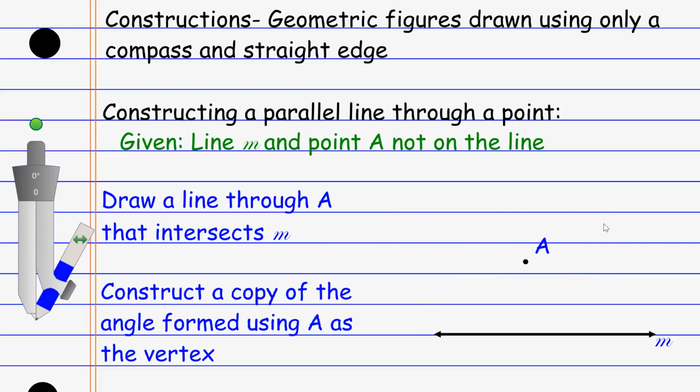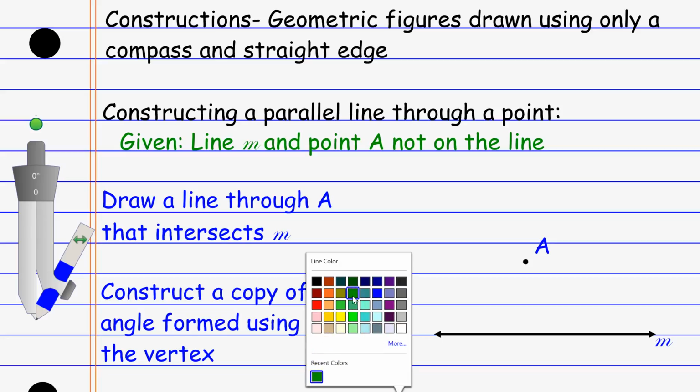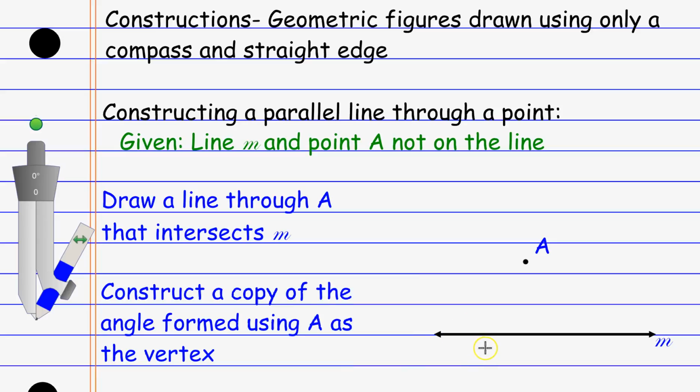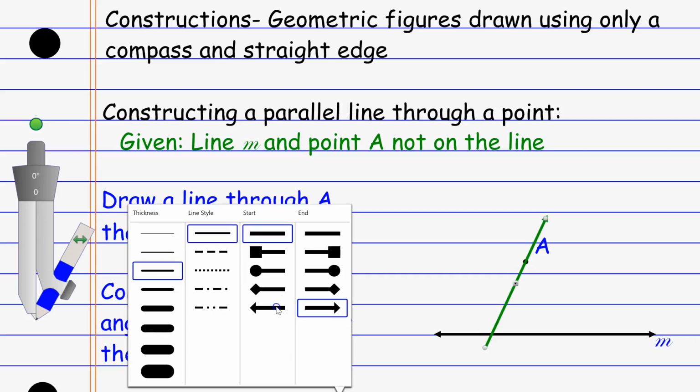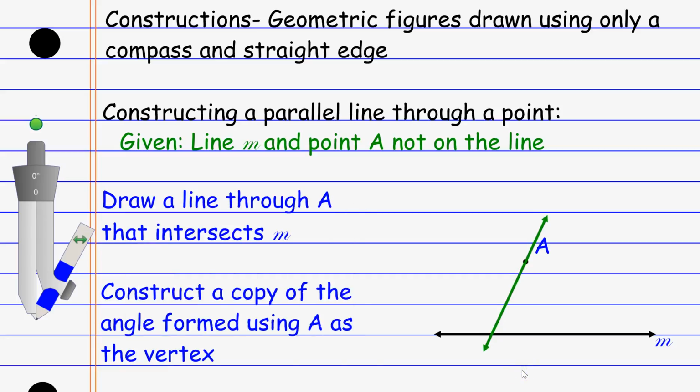And so I want to construct a line that's parallel to M that goes through point A. The first thing I'm going to do is draw a line that intersects line M and goes through point A. This is just going to give me a basis for creating the parallel line. It doesn't really matter where I intersect this. So I just connect these, and again, it doesn't matter where I intersect on M as long as I intersect M and I go through point A.